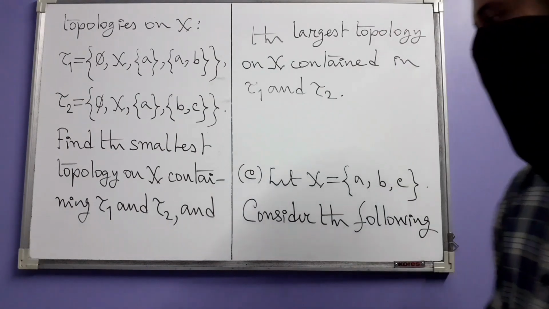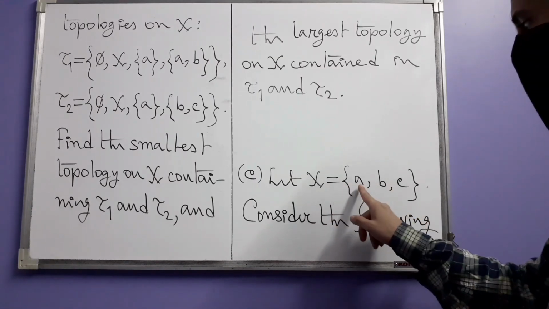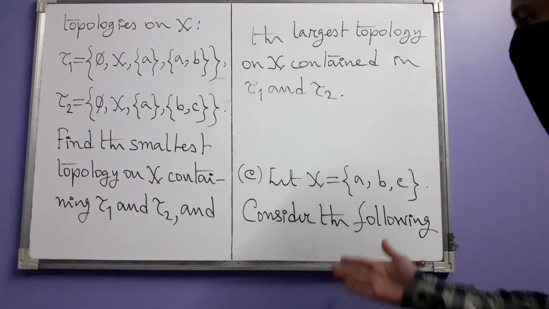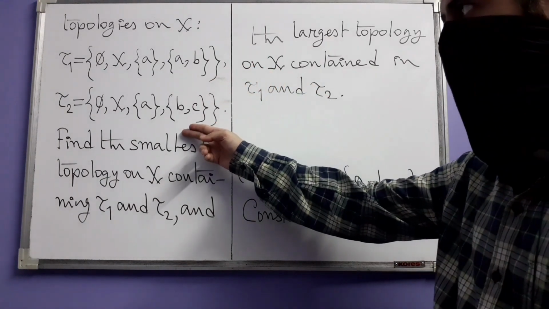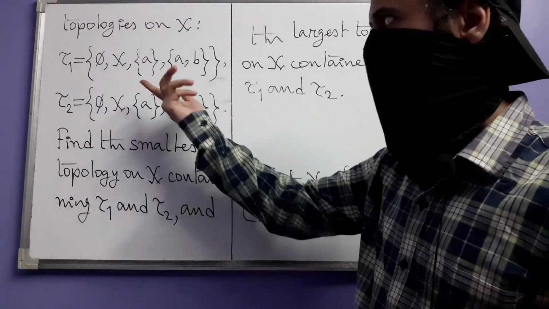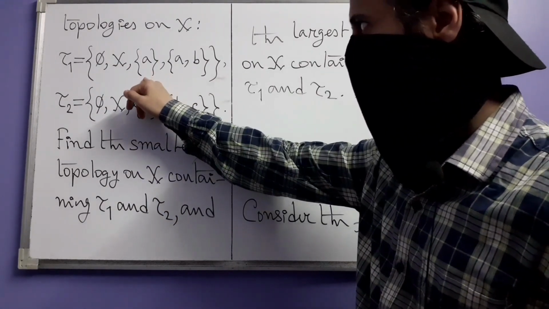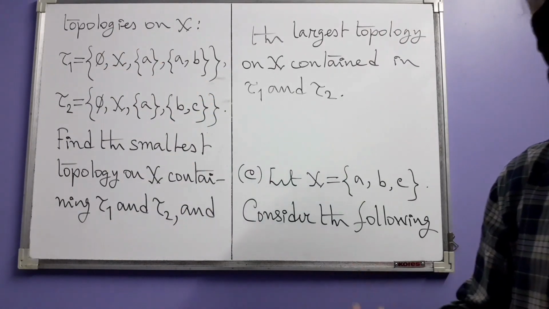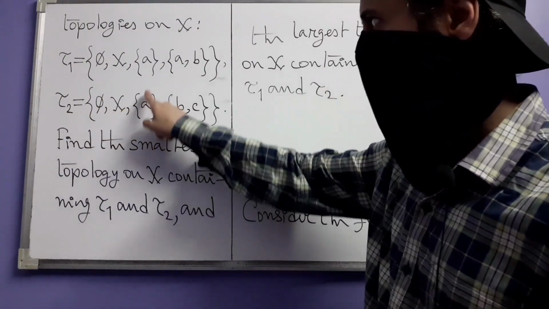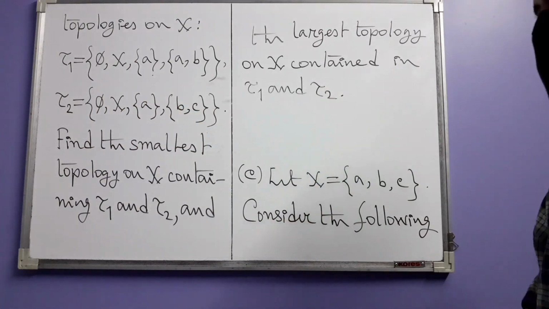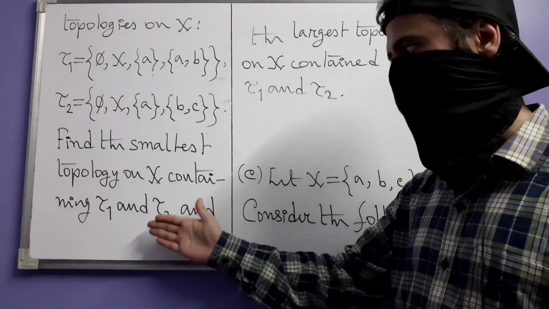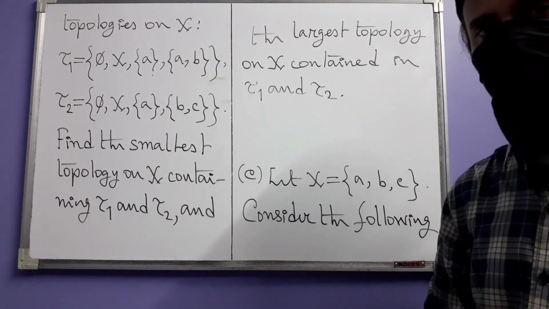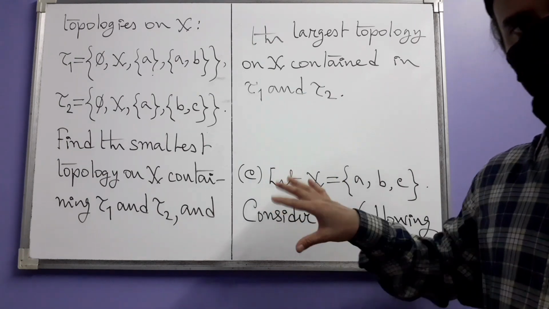In part C, this concrete three-element set X is given, consisting of A, B and C. These are three distinct objects. And we are considering the following two topologies on X, tau 1 and tau 2. You can see tau 1 consists of this singleton set A and this pair set A, B, besides of course having those two things, the empty set and X, which are always there. Similarly, tau 2 contains this A and B, C. We have to find the smallest topology on X containing tau 1 and tau 2 and the largest one contained inside tau 1 and tau 2. So that means it's part B, but in this specific case.